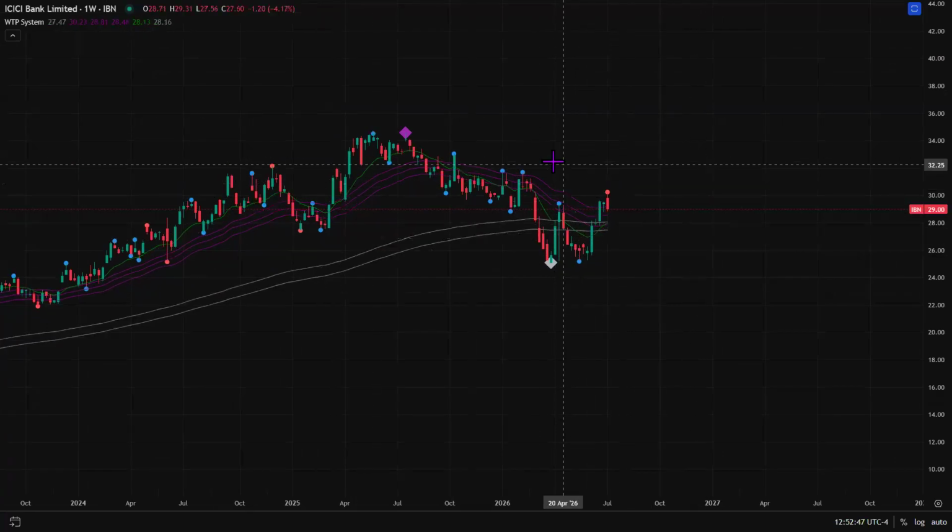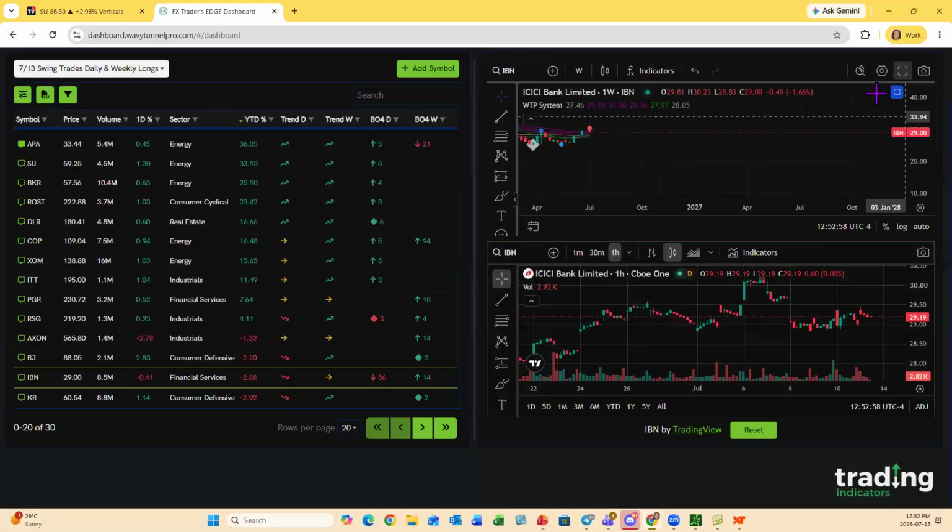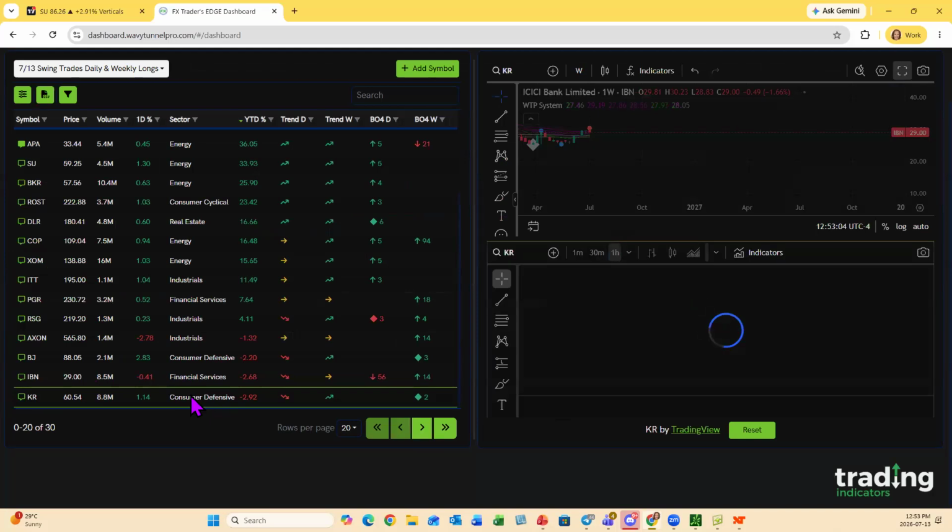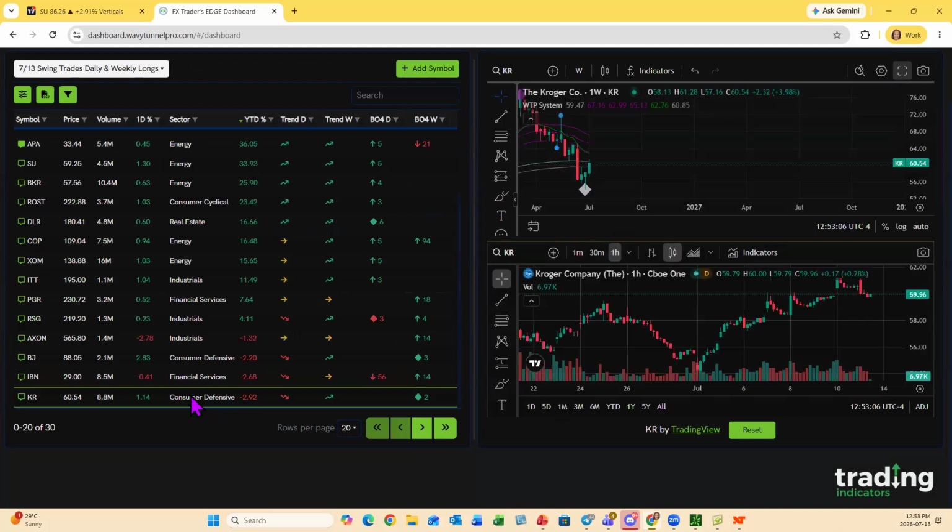I mean, it could be interesting. Could be interesting. Use your Fibonacci levels to see how interesting it is. And let's just see if there is any more. Let me just have a quick peek at KR.